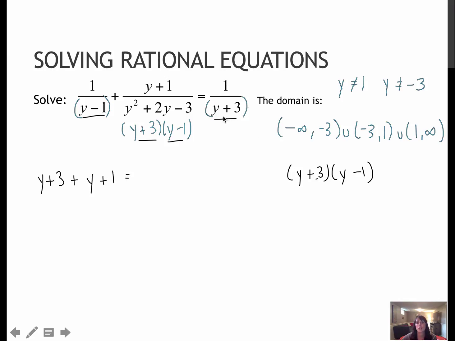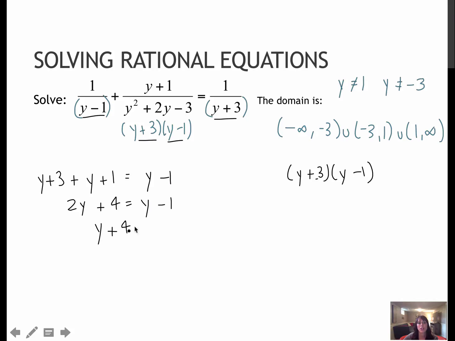On my last term, y plus 3 is the denominator. That would cancel with this y plus 3, leaving me with 1 and y minus 1. And now I would simplify. This side is 2y plus 4. This side is y minus 1.